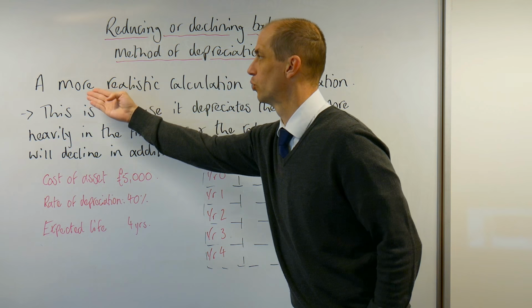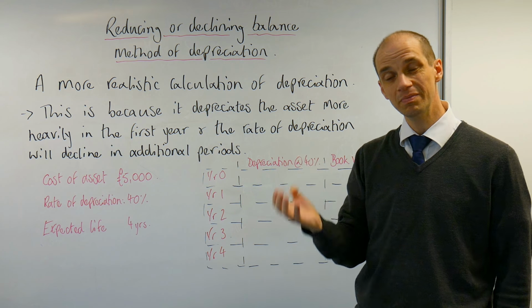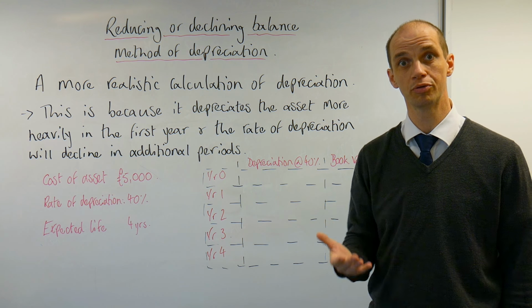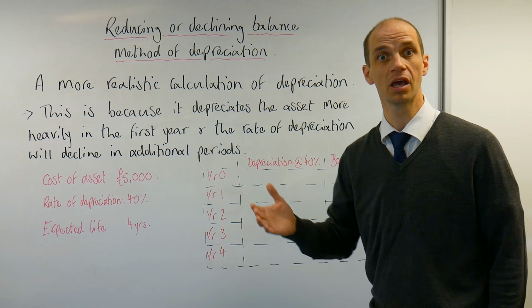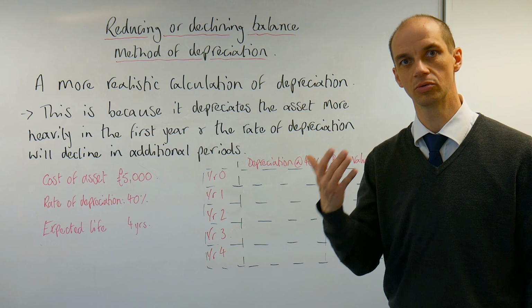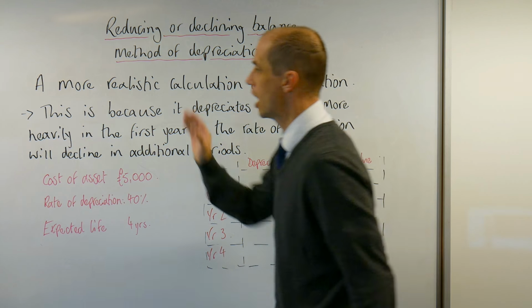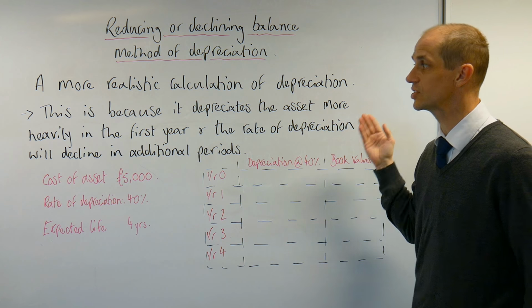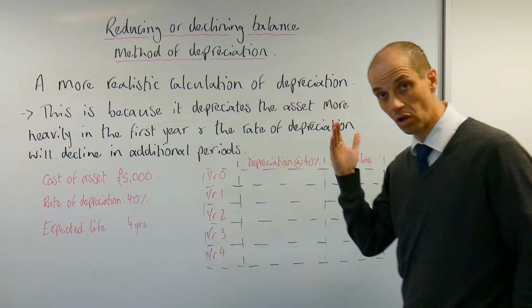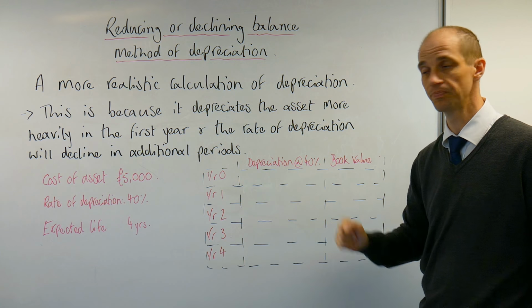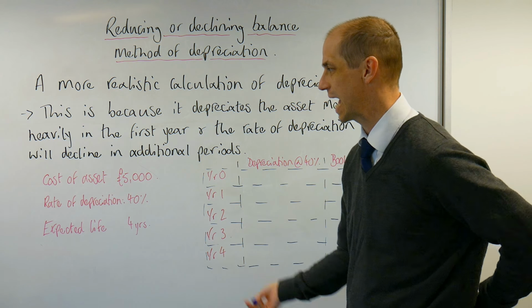Okay, so therefore we can see this as perhaps a more realistic calculation of depreciation, and often assets are far more productive when they are first utilised, of course, by businesses, and as they become older they require more maintenance, and wear and tear has a real impact. So that's why this is useful. This is because it depreciates the asset more heavily in the first year, and the rate of depreciation will decline in additional periods.